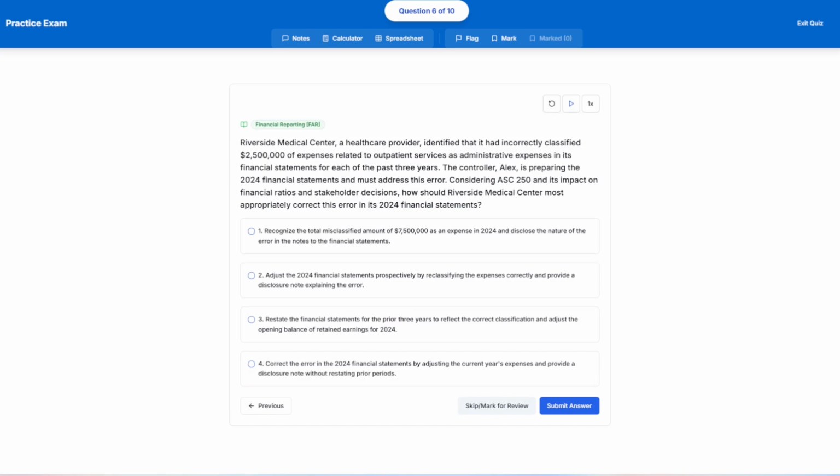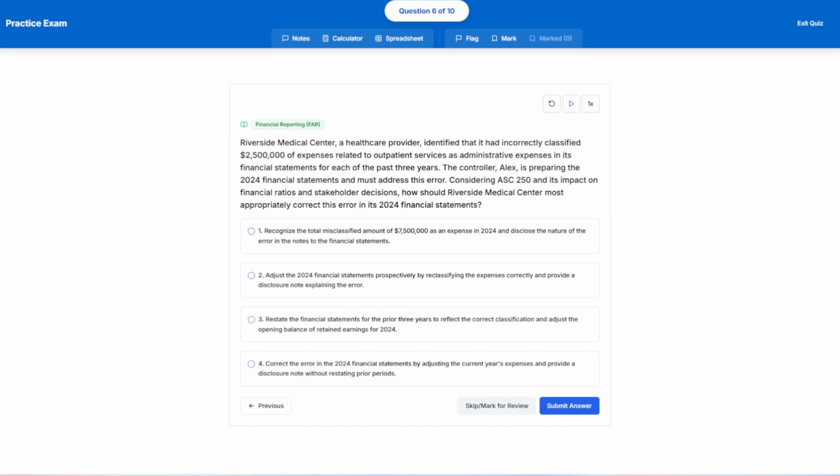Option 3 suggests restating the financial statements for the prior 3 years and adjusting the opening balance of retained earnings for 2024. This is actually what ASC 250 prescribes. Restating ensures that each year reflects the correct information, maintaining the integrity of the financial statements. Option 4 proposes correcting the error in the current year's statements without restating prior periods. This can't be correct either because it ignores the cumulative effect on prior periods, which is necessary for accurate financial reporting.